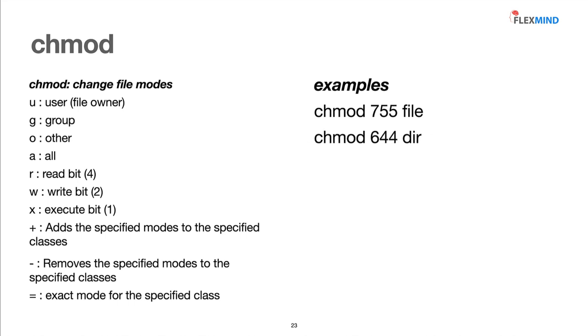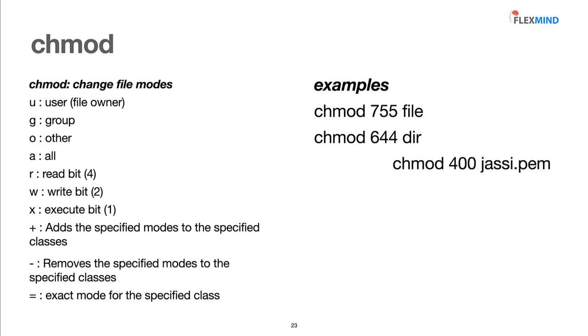Now, if there is a directory, chances are you will type it so that this directory is not executable by anyone and only writable by the user. So readable and writable by user, rw, 4 plus 2 is 6, and then only readable by group and other, so 4 and 4.